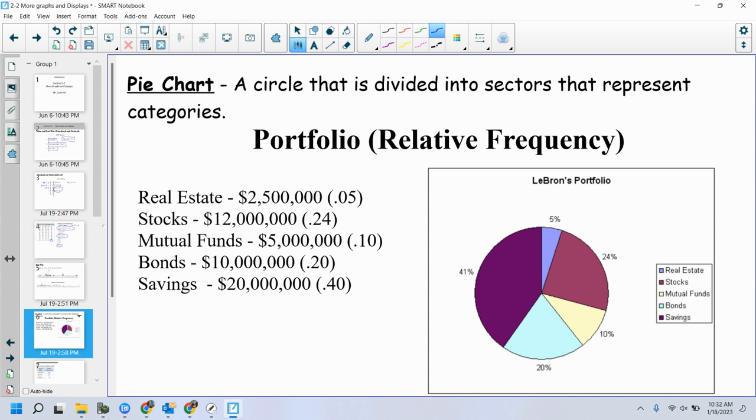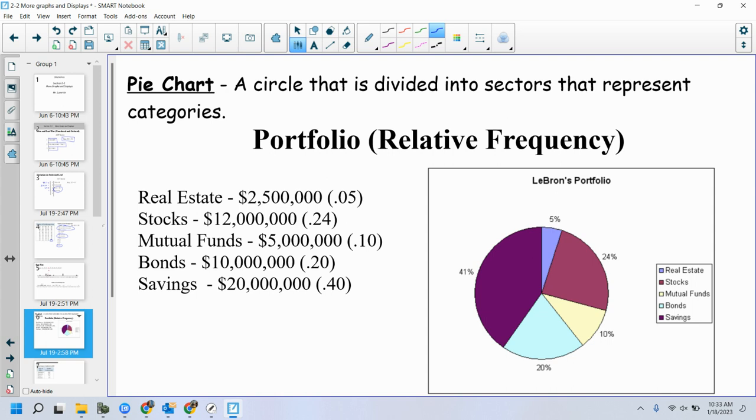A pie chart is a circle that is divided into sectors that represent categories, and the frequency with which that category is responded with is represented in the pie chart. So, for example, maybe this is LeBron's portfolio, where his investments are. He's got 2.5 million in real estate. That sounds like a really big number, right? But looking at the pie chart, that's actually only a small portion of what he's got.